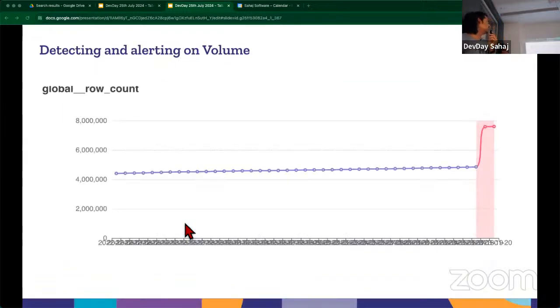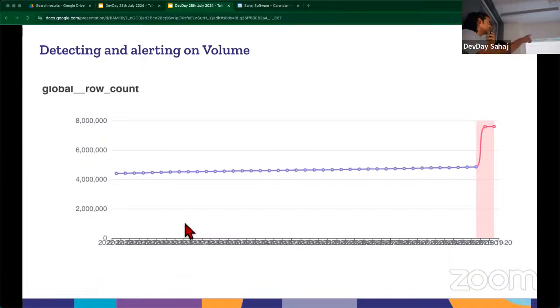This was another example where we are alerting on the volume. There was a data source which we were using, where they would send us all the submissions that were in this new system. But the problem was suddenly the number of submissions we got from this source almost doubled. And even they didn't know that their submission count had doubled.